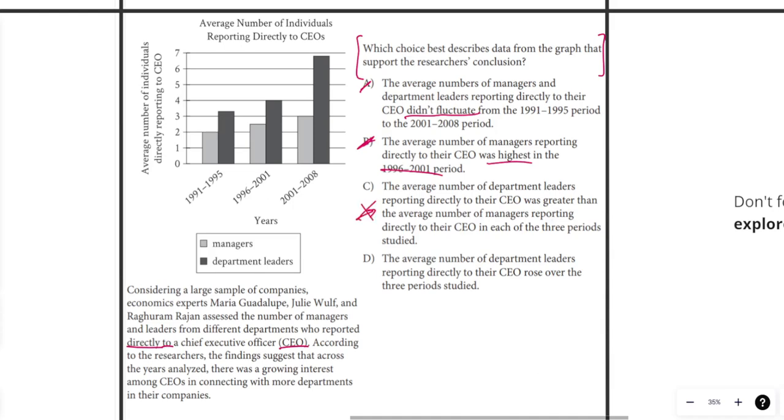There was a growing interest among CEOs in connecting with more departments in their companies. That's the claim. There's a growing interest among those CEOs. If we start to make a comparison between the two different types of groups, it doesn't really make sense for that claim. But saying D, the average number of department leaders reporting directly to their CEO rose over the 3 periods studied. Yes, that's true. That's exactly true. That is the general trend, and that suggests that those CEOs had more interest in connecting with those departments.